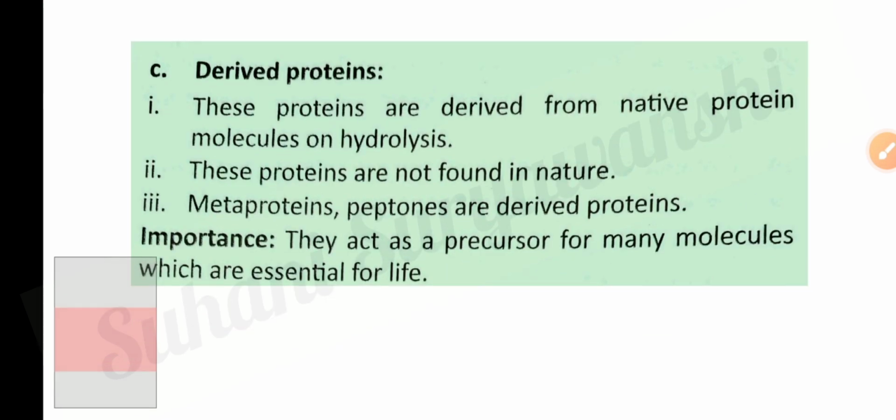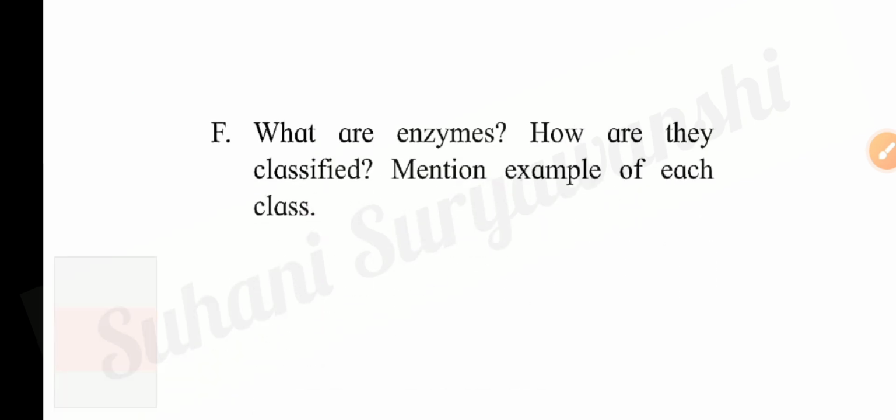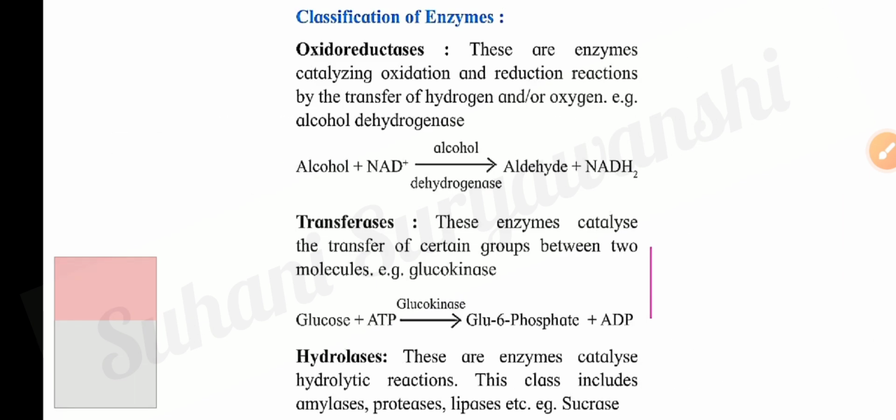C. Derived proteins. These proteins are derived from native protein molecules on hydrolysis. These proteins are not found in nature. Metaproteins and peptones are derived proteins. Importance. They act as a precursor for many molecules which are essential for life. What are enzymes and how are they classified? Mention examples of each class.